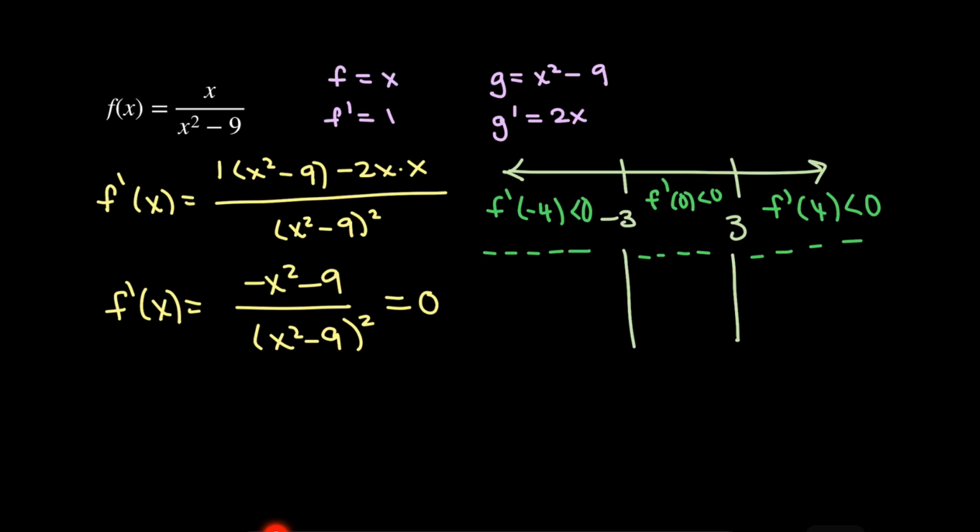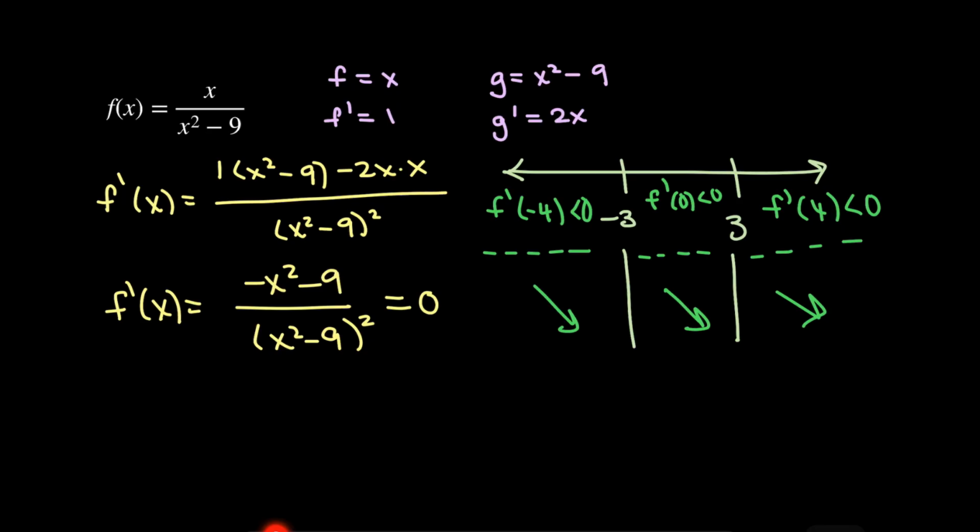I did this by using test values. So I took -4, that's smaller than -3, and I plugged that into my derivative. I used a calculator to help me. I ended up getting a negative value. Then I took x equals 0, that's between -3 and 3, and I plugged that into my derivative. That also gave me a negative value. And then finally, I picked something bigger than 3. I chose 4. I plugged that into my derivative. Once again, I got a negative value.